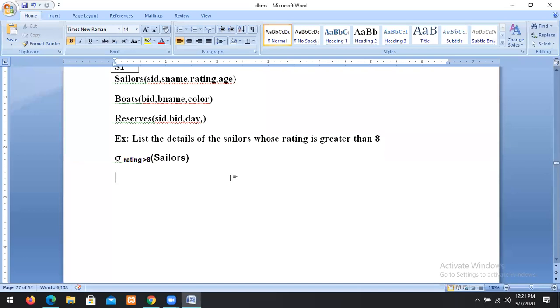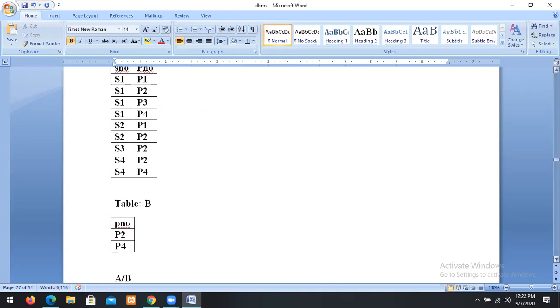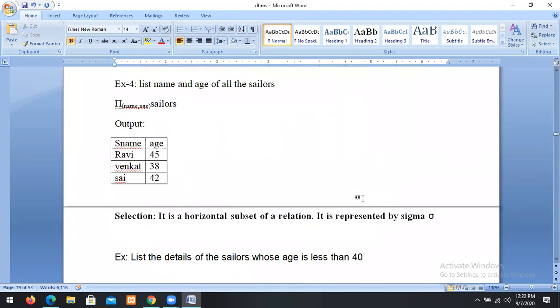Sometimes we can use both also. Another example: list name and ratings of all sailors. So I want only name and rating of all sailors. Then we go for pi. Pi is projection. So we use the projection symbol. What is the projection symbol? Pi. This is the pi.